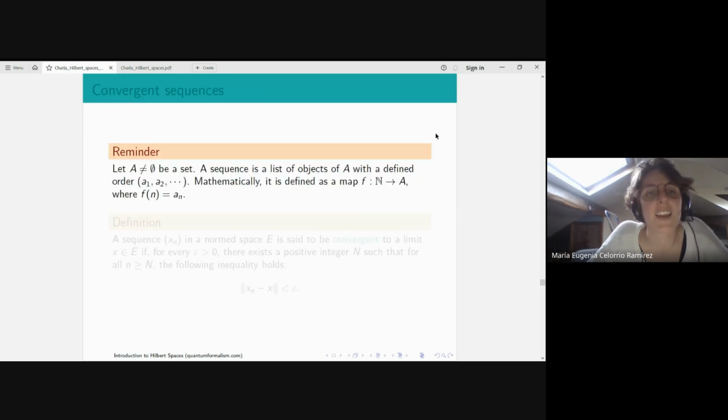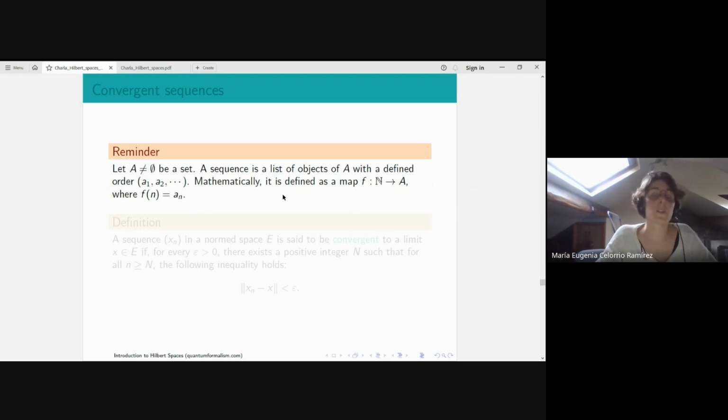Cool. Now we're going to talk about convergent sequences. First of all, a little reminder. A sequence is basically a list of objects of a non-empty set. And this list has a defined order. If we change the order, even if we have the same list of objects, then we have a different sequence. Mathematically, this is defined as a map that goes from the natural numbers into this non-empty set. And we have a map F, so we say that Fn is the nth element, whatever that is.